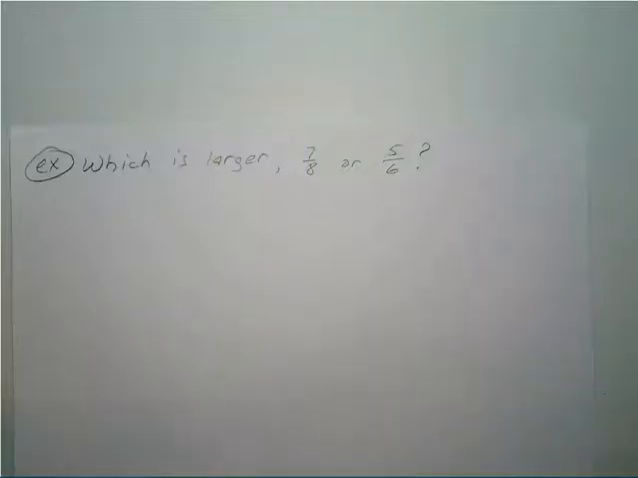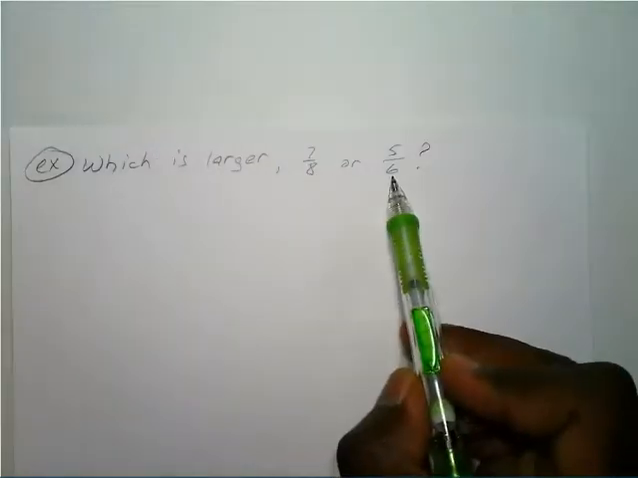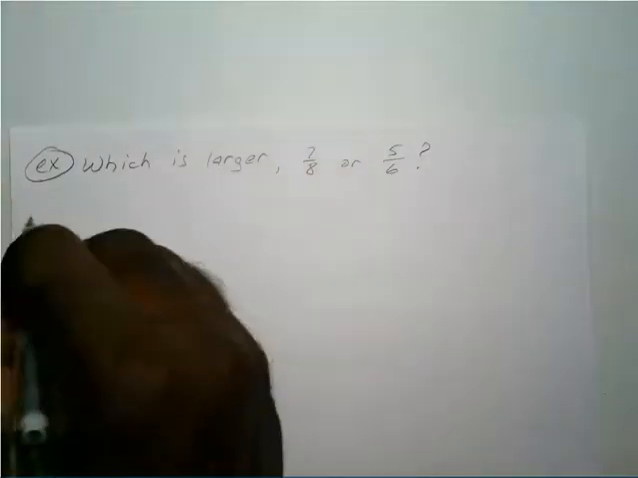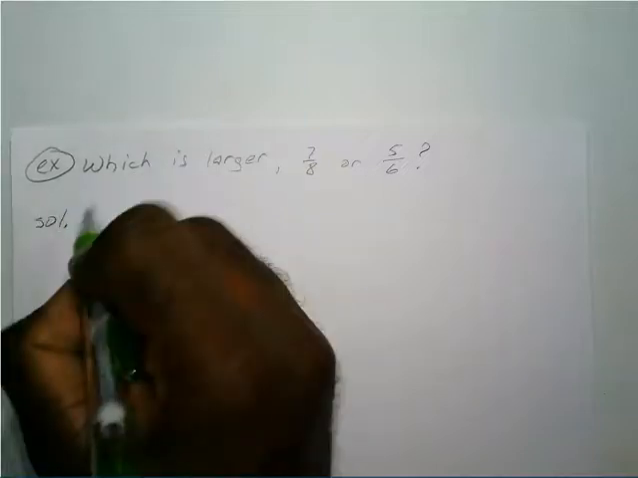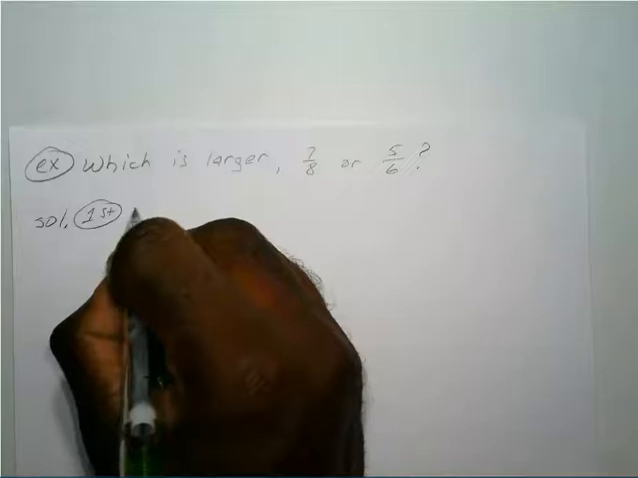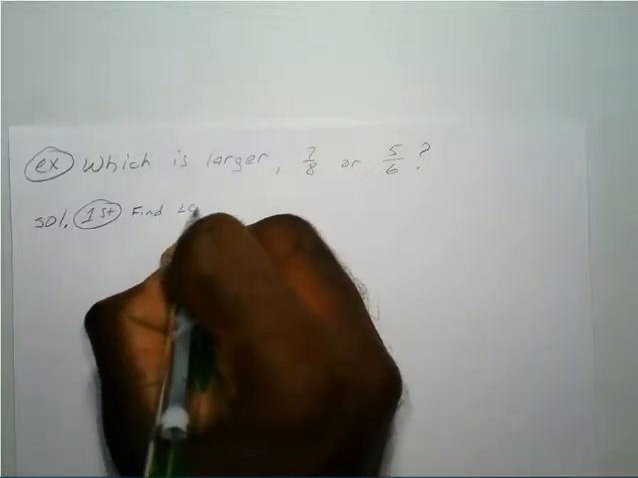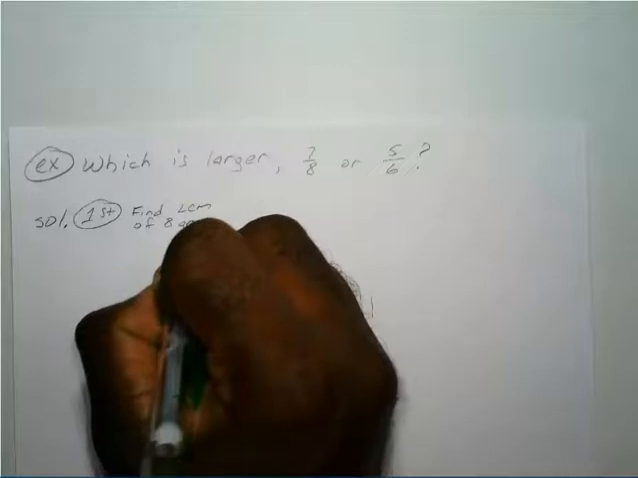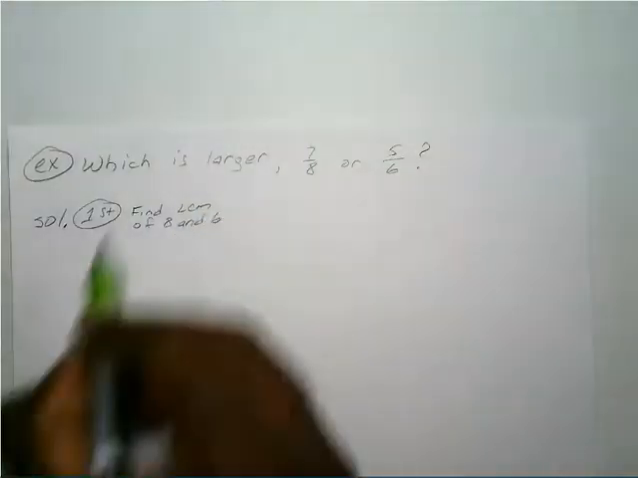Okay, so your first step is you're going to find the least common denominator, which is the least common multiple of your denominators, 8 and 6.